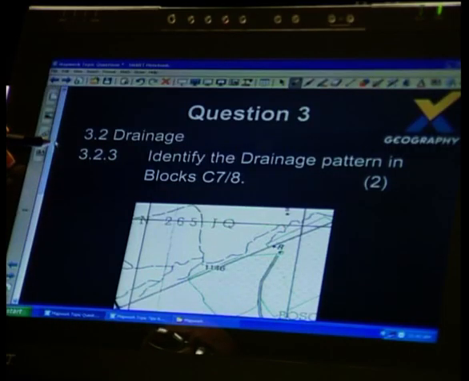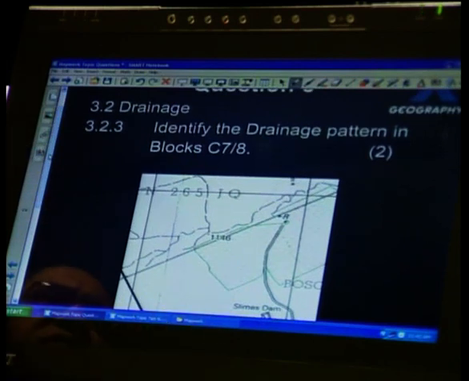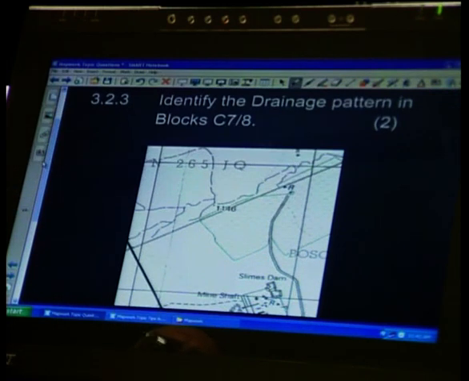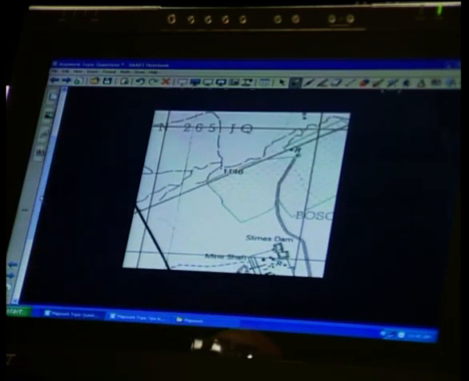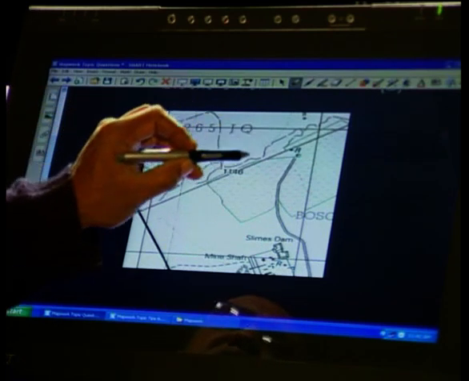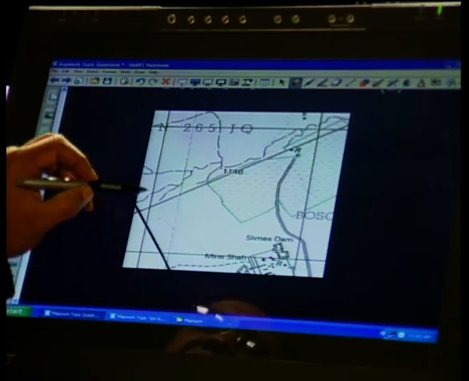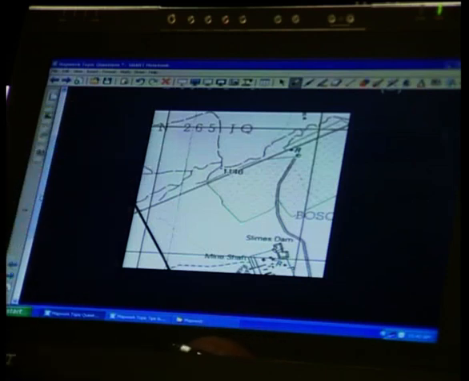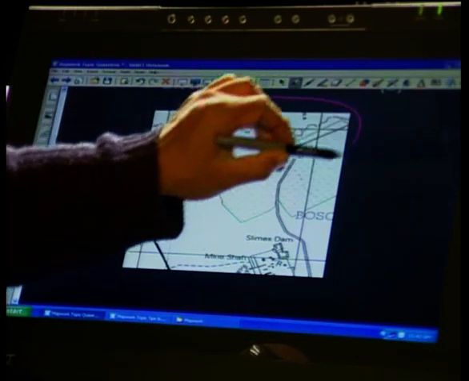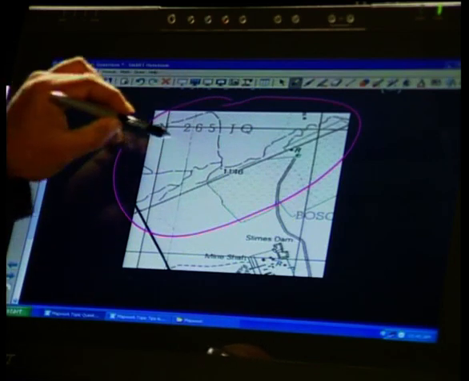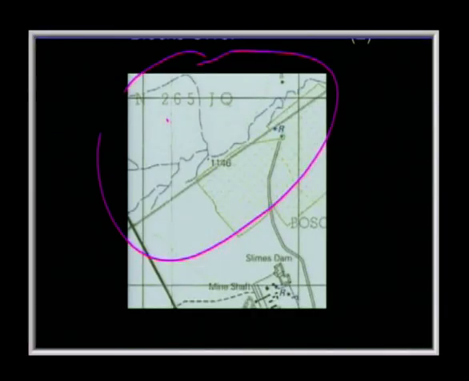Okay, learners, let's look at some questions on drainage itself with regards to the patterns and things like that. If I look at the drainage down here, it says identify the drainage pattern in block C7 and C8. Okay, this is your river. And if you look at it here, you can see it has a branch-like look. Therefore, from your fluvial processes and landforms, you would find that this is a dendritic pattern.